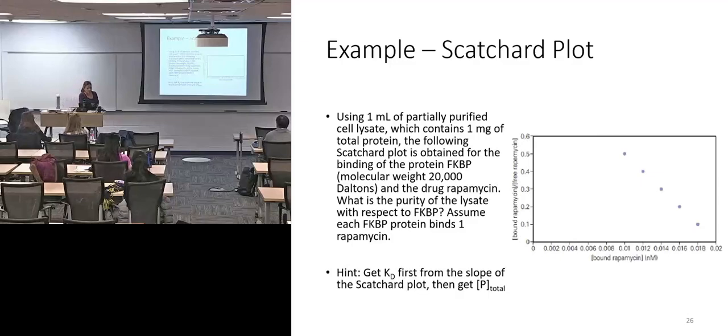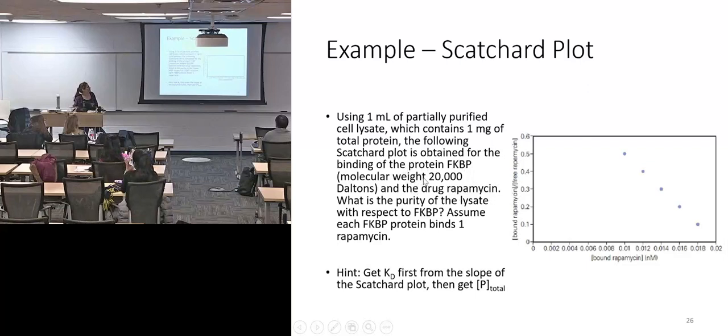So using 1 mL of partially purified cell lysate. Okay? So 1 mL is your total amount of your cell lysate, and it contains 1 milligram of total protein in it. All right? So you can get a concentration for this. A scatter plot is obtained. You have the following scatter plot obtained for binding of the protein FKBP to the drug rapamycin.